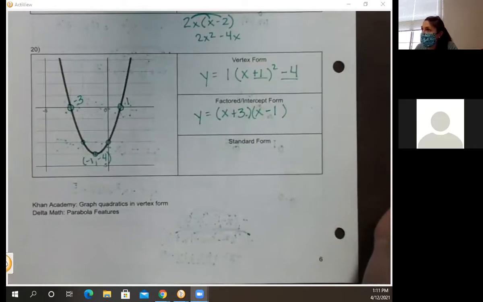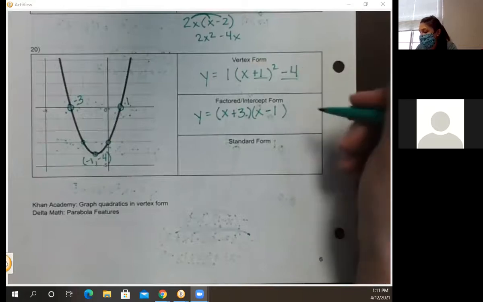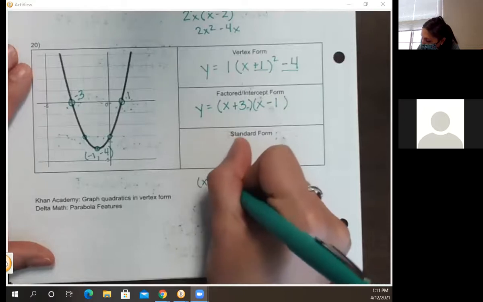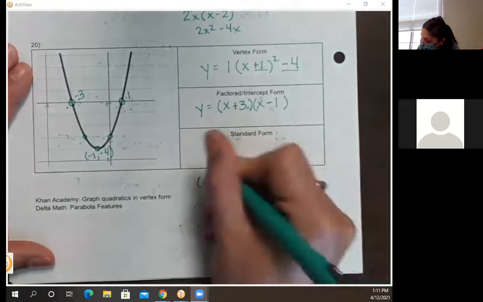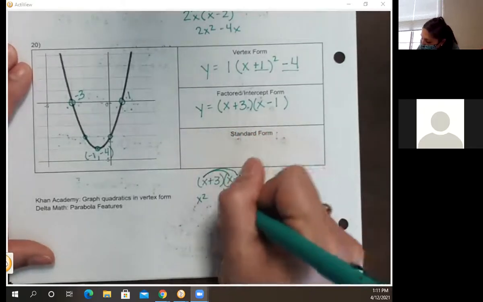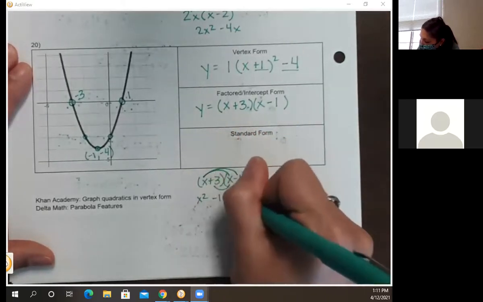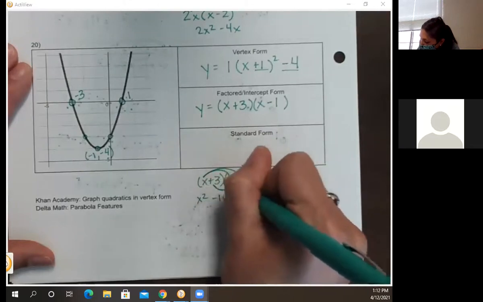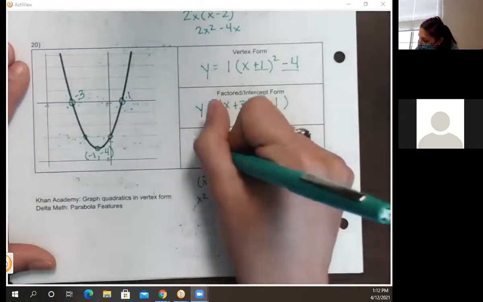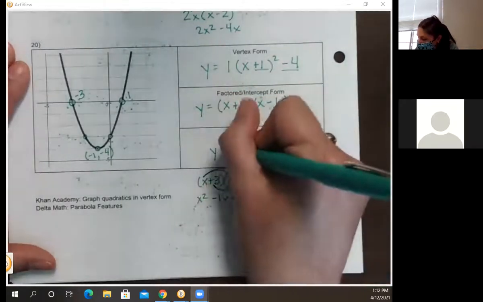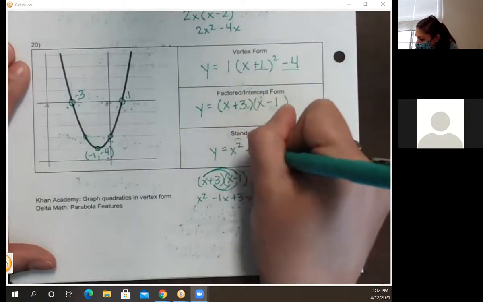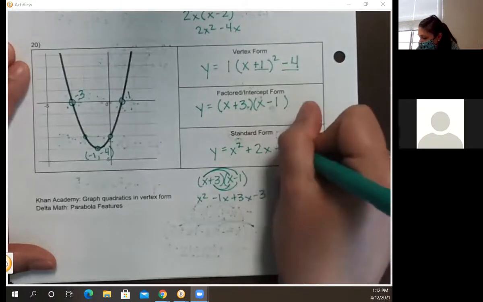And then for standard form, I need to distribute one of these. So again, I'm going to distribute that intercept form. So x plus 3 times x minus 1. Again, be careful with your distribution. So x squared minus 1x plus 3x minus 3. And when I clean this up for standard form, I get x squared minus 1 plus 3 would be plus 2x minus 3.